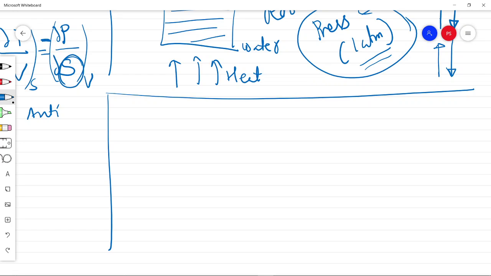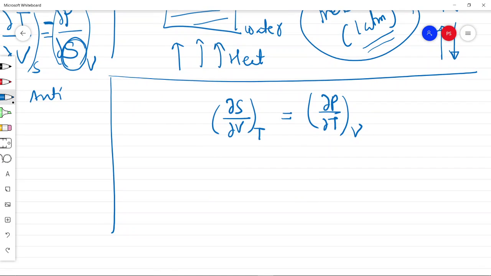So let us just begin with one of those equations. ∂S/∂V at constant temperature is equal to ∂P/∂T at constant volume. Now multiply both the sides by T to get T ∂S/∂V equal to T ∂P/∂T.